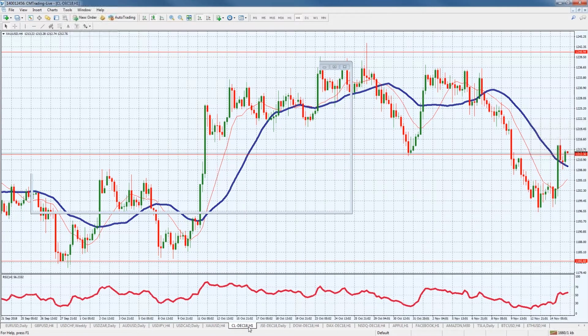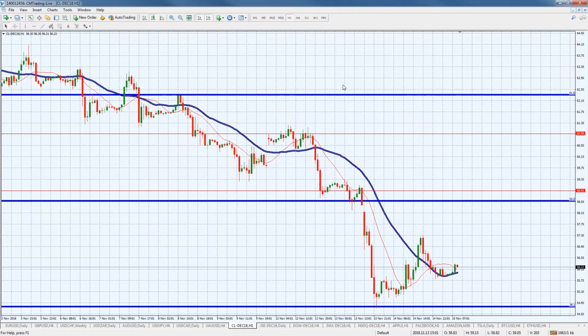Now, if we jump to oil, a beautiful bounce off of its low of 54.95-ish, as you could see.